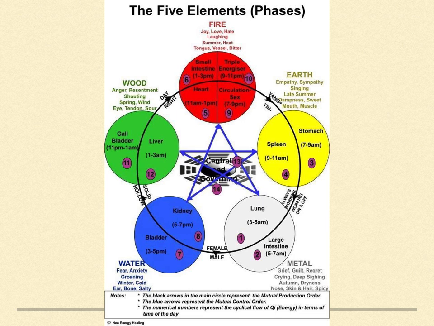So in acupuncture, for example, if a person has a deficiency in the earth element, we would tonify the fire. Or if there's an excess when it comes to earth, we would try to tonify metal. There is also in the middle the star that you see here, which is the controlling cycle.